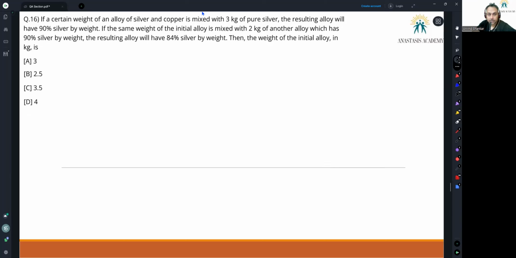If a certain weight of an alloy of silver and copper is mixed with 3 kg of pure silver, the resulting alloy will have 90% silver by weight. Certain weight of an alloy of silver is mixed with 3 kg of pure silver. So 100% purity is being mixed with something else, X% purity, to get 90% net purity, and this is 3 kg.